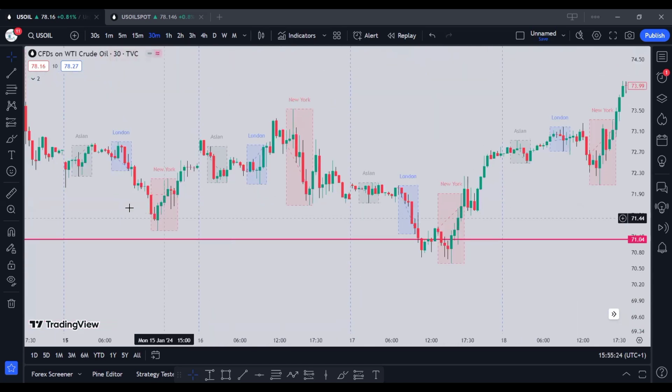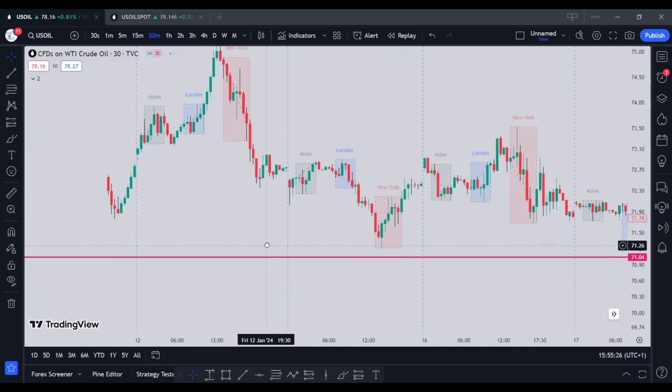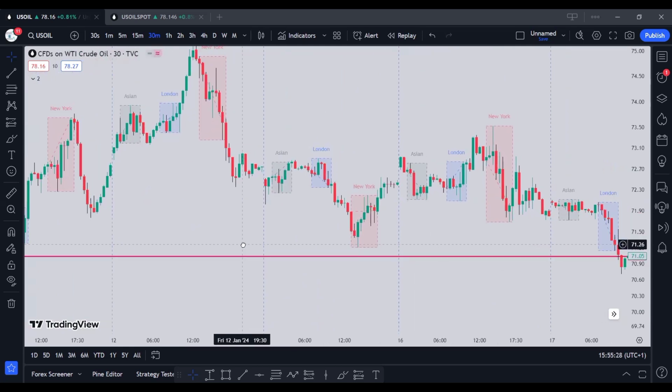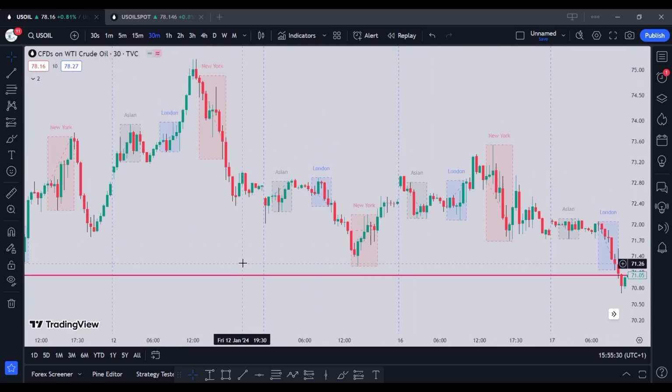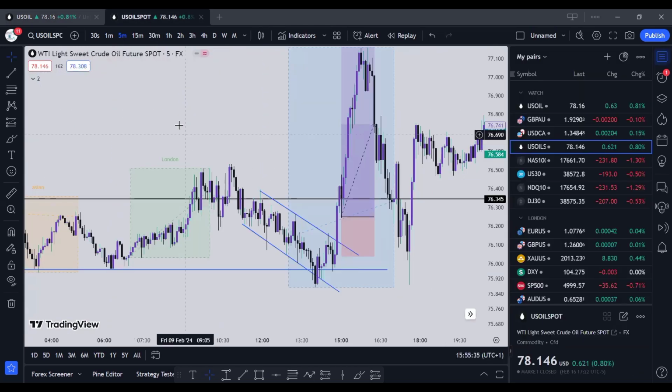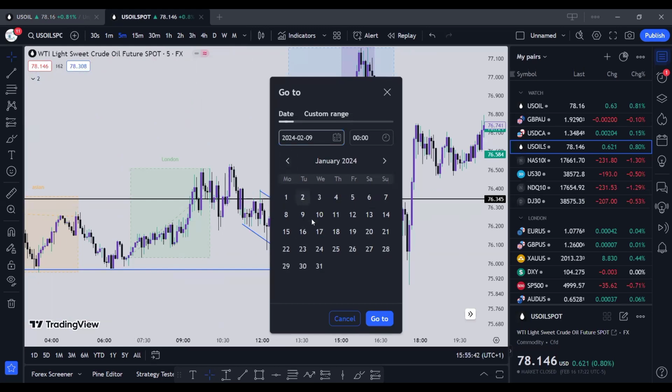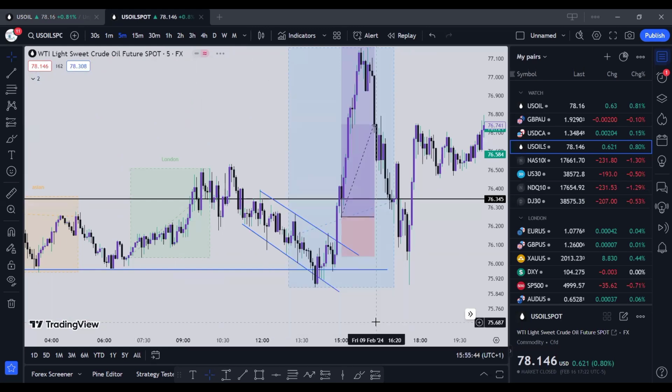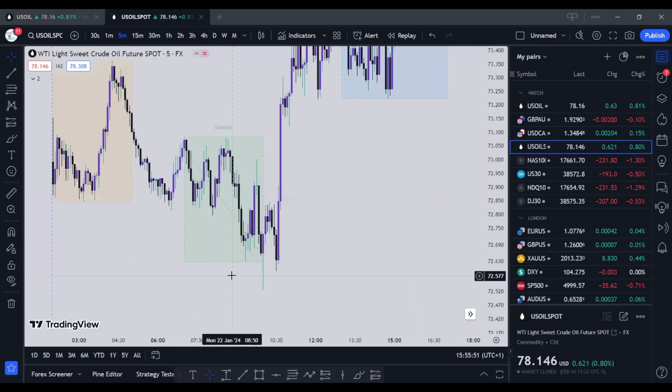So this is 30 minutes chart. Where can we go? Start from like this now. January 12th. Let me check January 12th. Yeah, 15-minute chart, sorry.